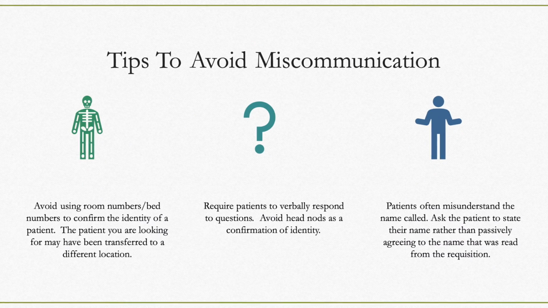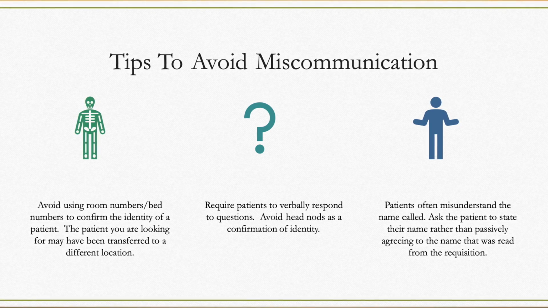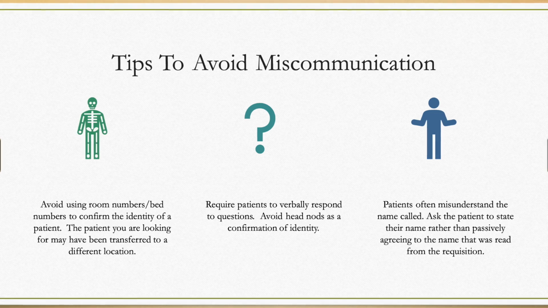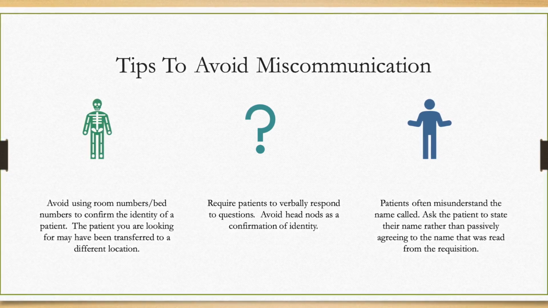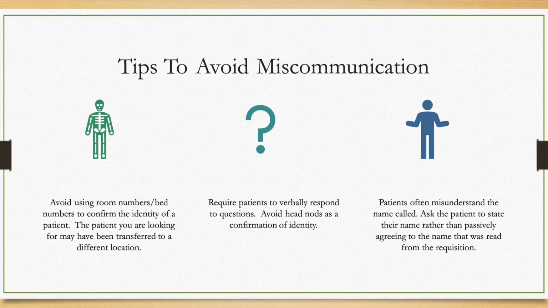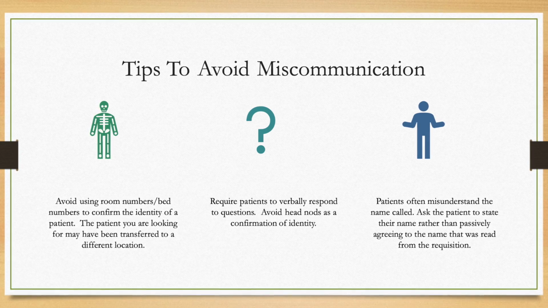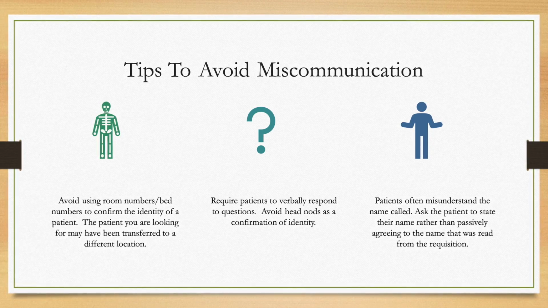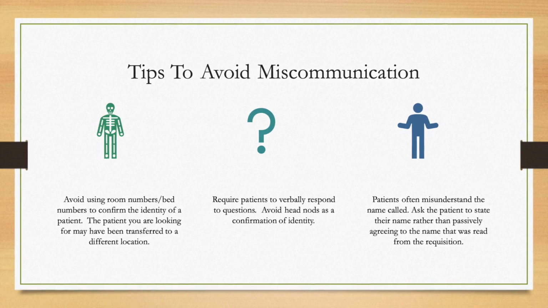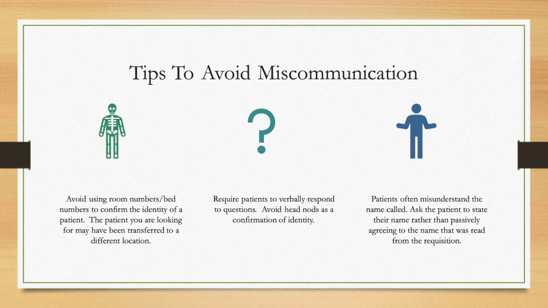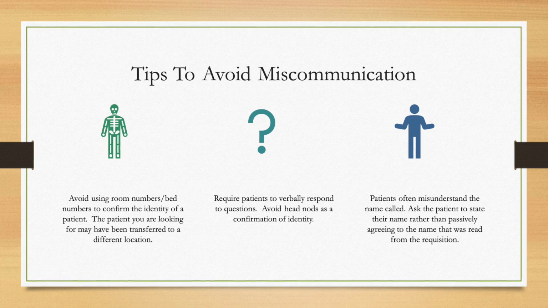Tips to avoid miscommunication. Number 1, avoid using room numbers or bed numbers to confirm the identity of a patient. The patient you are looking for may have been transferred to a different location. Number 2, require patients to verbally respond to questions. Avoid head nods as a confirmation of identity. And number 3, patients often misunderstand the name called. Ask the patient to state their name rather than passively agreeing to the name that was read from the requisition.